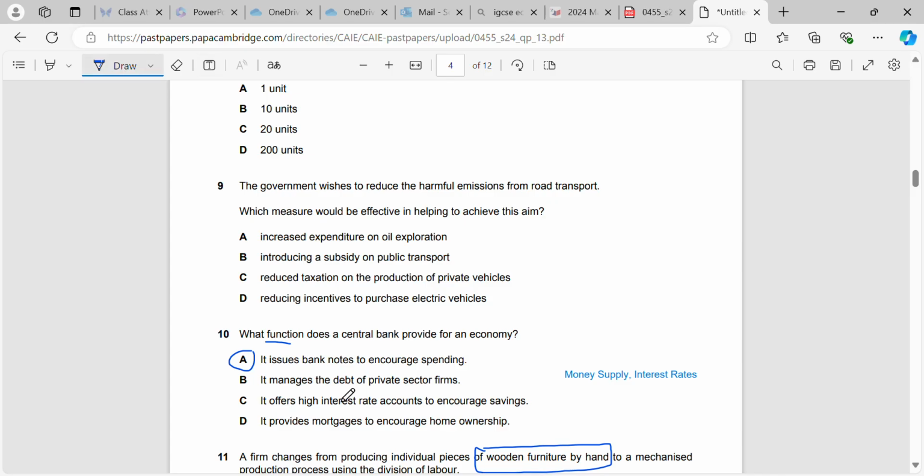When it comes to interest rates, however, even though it's an option for C here, provides high interest rate accounts to encourage savings, they will control the interest rate, but it is the commercial banks who will actually offer it to consumers. With the money supply, they actually do the printing of the money in the central bank, so they are the ones who control the money supply. They don't manage the debt of private sector firms, and they don't provide mortgages. Again, providing mortgages is something that a commercial bank will do. They will just dictate or provide guidance on what the interest rate for the commercial banks should be.